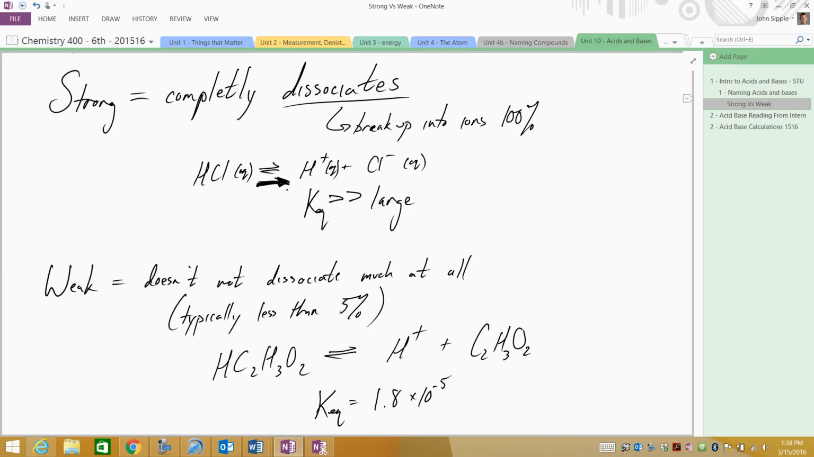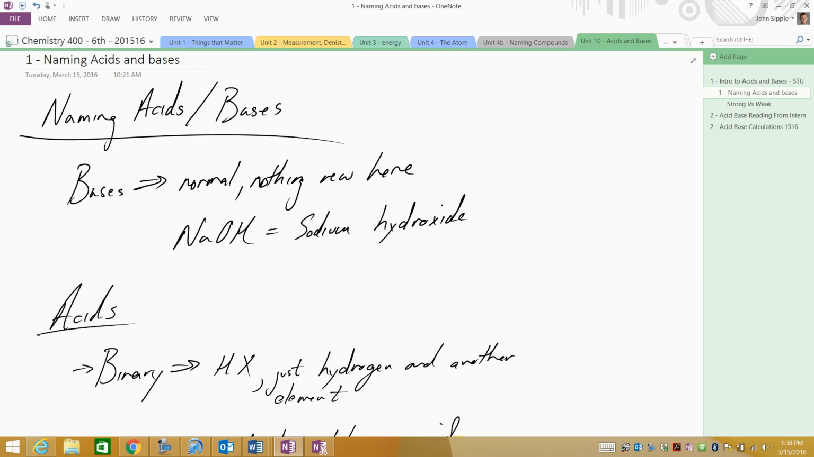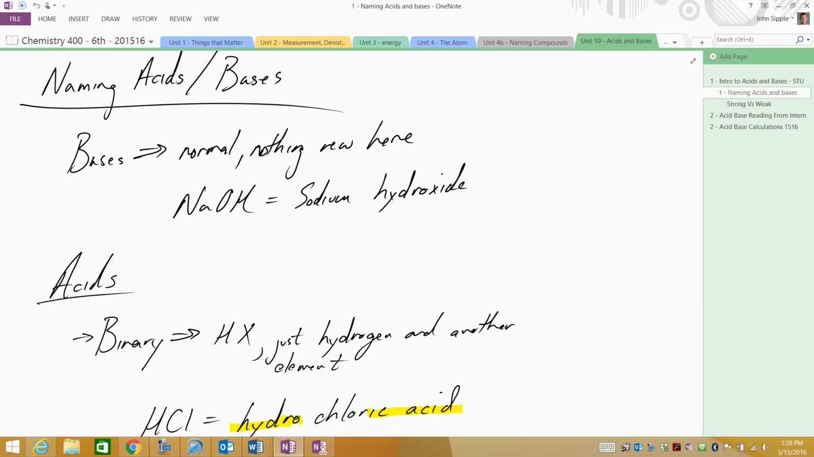Let's do some naming. Naming of acids and bases. I got some of our rules here. Did we kind of do some of this naming of acids and bases a little bit? Okay, so this should be a quick review then. We'll spend just a minute here to remind you. Bases, nothing new, just normal. Name it just like you've been naming ionic compounds. Sodium hydroxide, NaOH. So name it just like you have been.